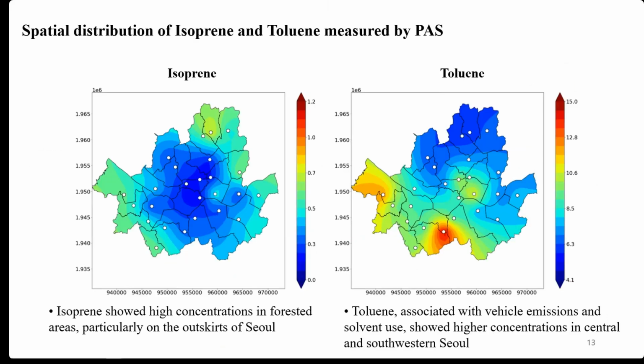The following shows the spatial distribution of isoprene, a representative compound of natural emission, and toluene, which represents the anthropogenic emissions. Isoprene showed high concentration in forest areas, particularly on the outskirts of Seoul, reflecting the basin-shaped topography. On the other hand, anthropogenic VOCs like toluene, associated with vehicle emissions and solvent use, show higher concentrations in central and southwestern Seoul.